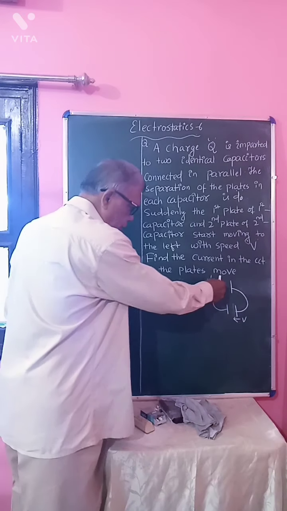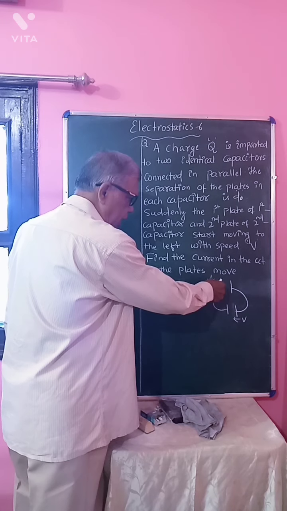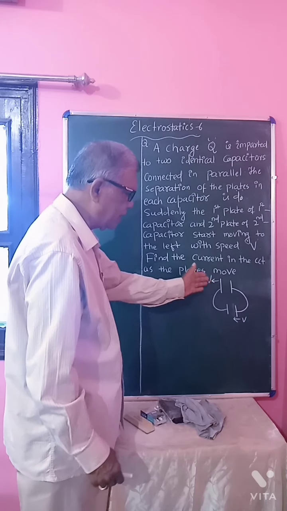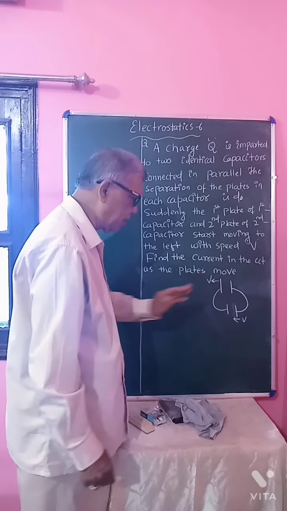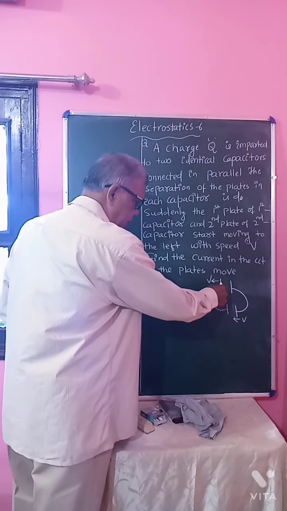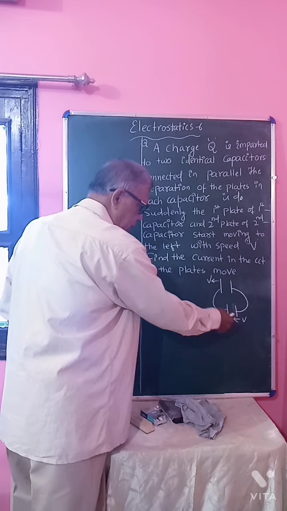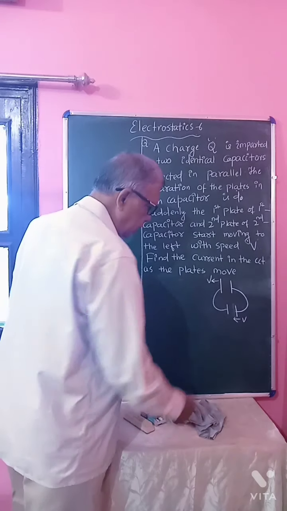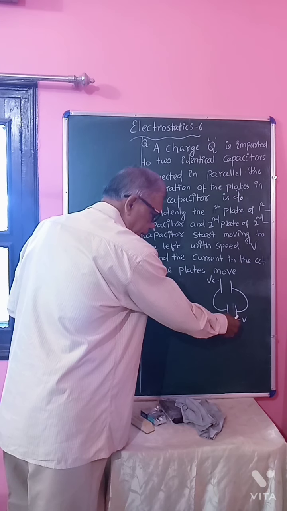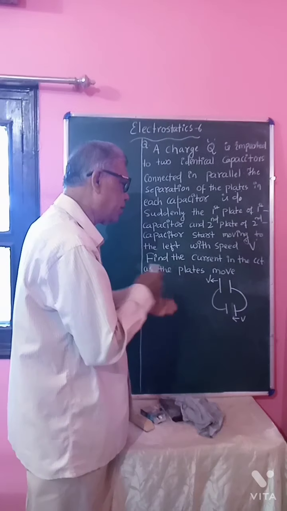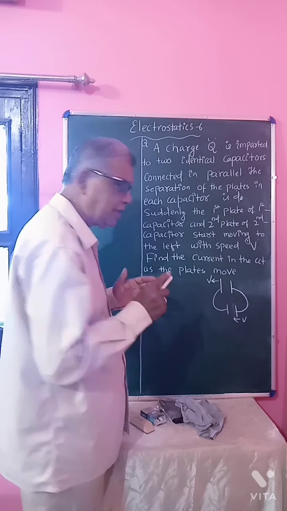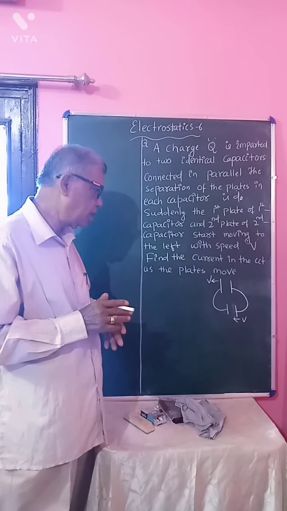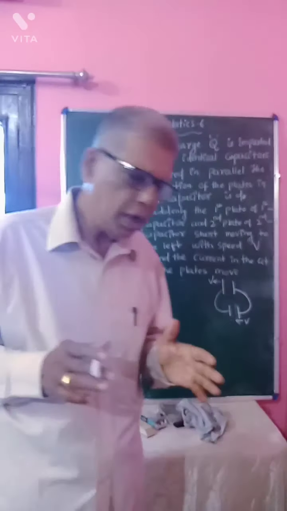Now, these are two identical capacitors, meaning they have the same capacitance initially, the same plate area, the same separation, and the same dielectric medium, that is air. This is the first plate and this is the second plate. The first plate of the first capacitor starts moving at a speed v, and the second plate of the second capacitor also simultaneously moves at the same speed. Now it is asked how to find the current that flows in the circuit. So how do we expect that the current will flow?